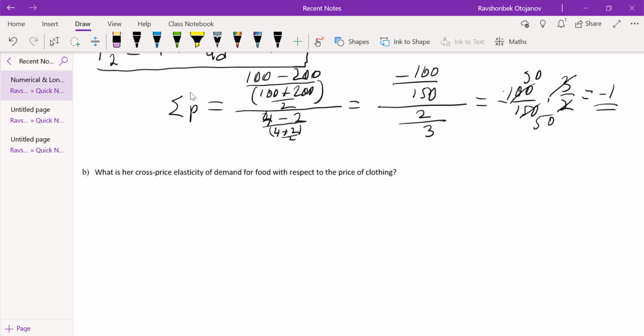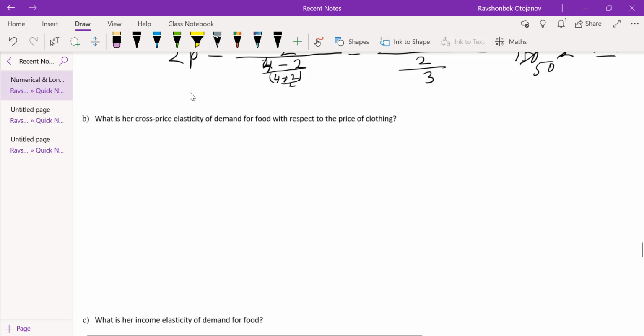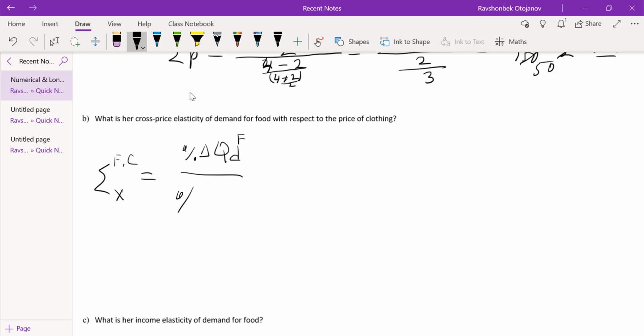So next question now. What is her cross price elasticity of demand for food with respect to the price of clothing? Now notice this, holding everything else constant, the cross price elasticity of demand for food with respect to clothing is the percentage change in quantity demanded for food over the percentage change in the price of clothing. What we know is that when the price of clothing changes, this numerator doesn't change.